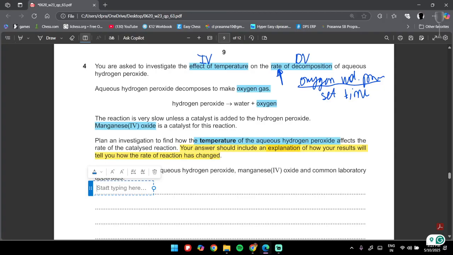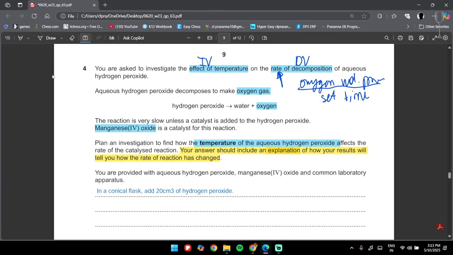So first of all, since the aqueous hydrogen peroxide is the one that will decompose, I will, in a conical flask, add, let's say, 20 cm cubed of the hydrogen peroxide. Now, the way you answer this question for chemistry is different from the way you answer for physics and biology. Biology is just a fixed procedure: once you do that, you'll get your marks. For physics, once you answer what the bullets want, you get your marks. But for chemistry, you have to specifically specify each and everything.